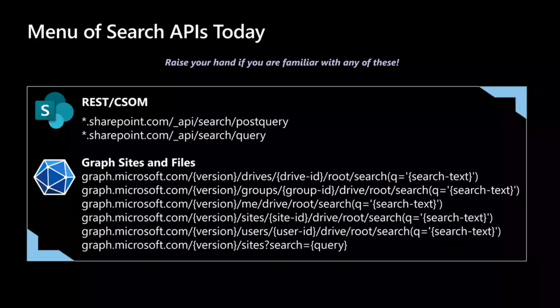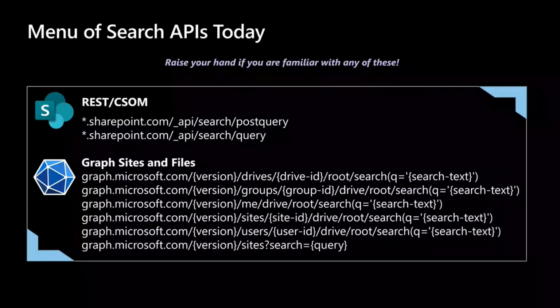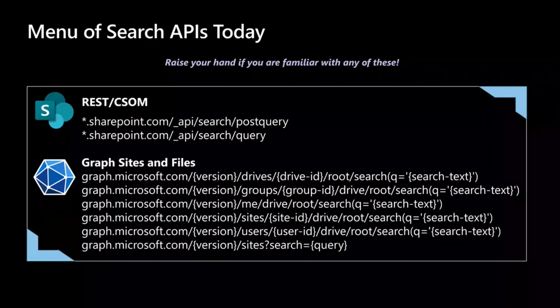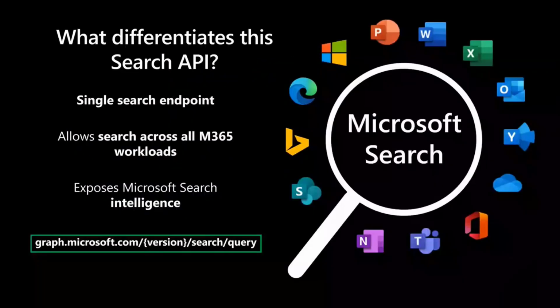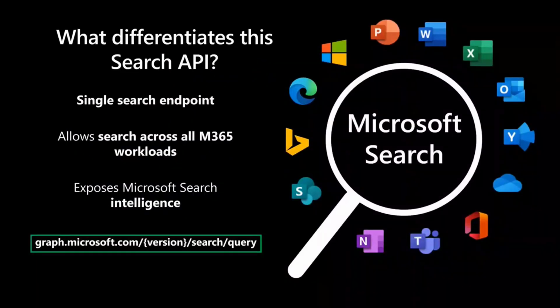So the question we come to is why another search API, and why this Microsoft Search API. What differentiates the Search API from some of the APIs I just showed you is that it is a single search endpoint that allows you to search across all M365 workloads. You can see in this diagram all the different workloads, clients, and experiences that you have access to in M365.